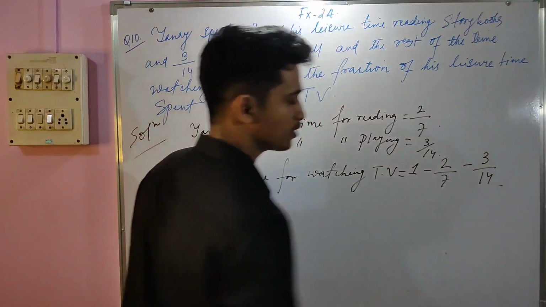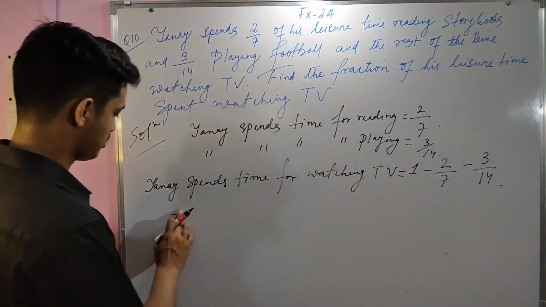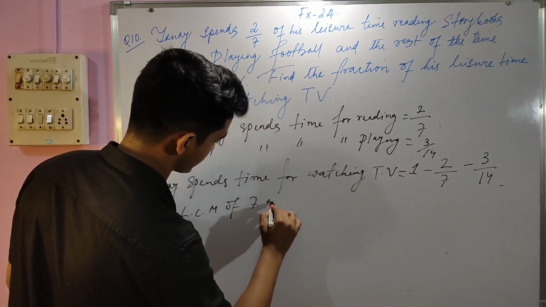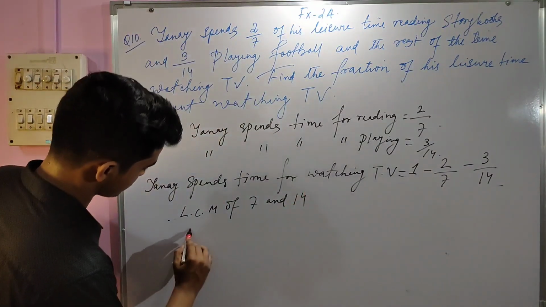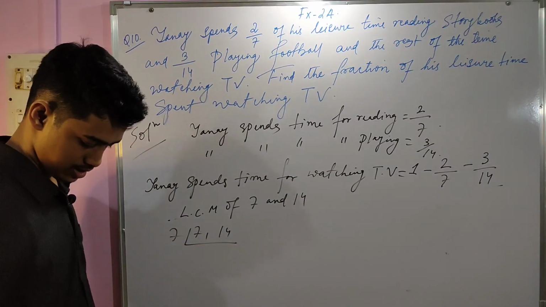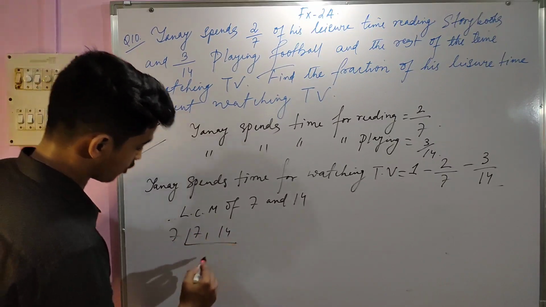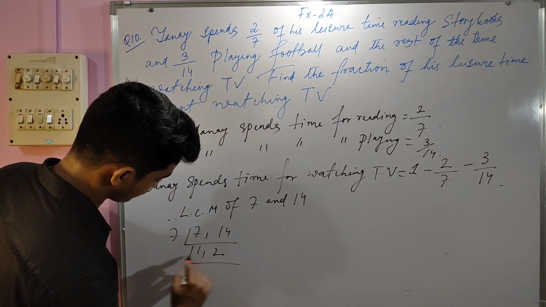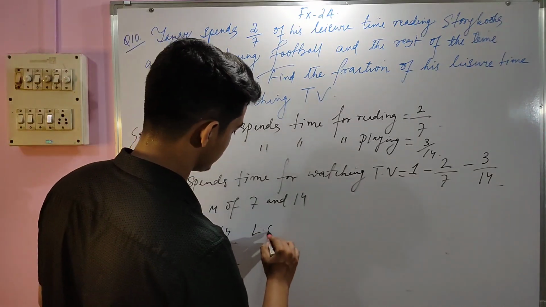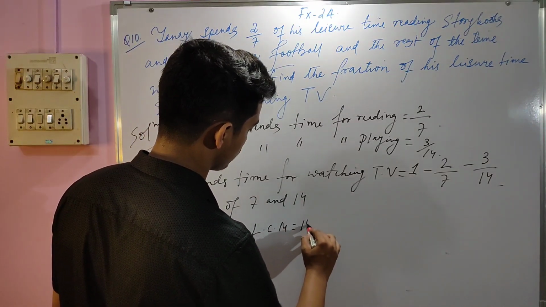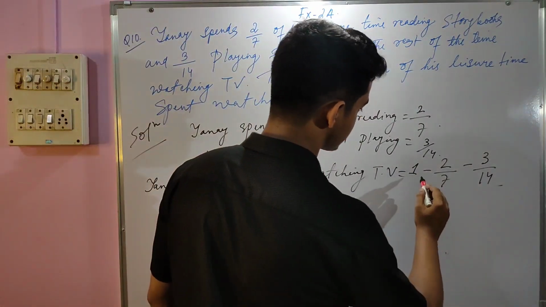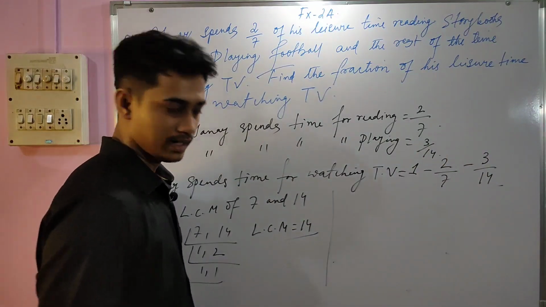Now we can simply find the answer. What is the LCM of 7 and 14? 7 is the common factor between 7 and 14. So 1 and 2, and 2 again, 1 comma 1. So what is the LCM? That is 7 into 2, so 7 into 2 is 14. 14 is the LCM. And now we have to convert this data into like fractions.